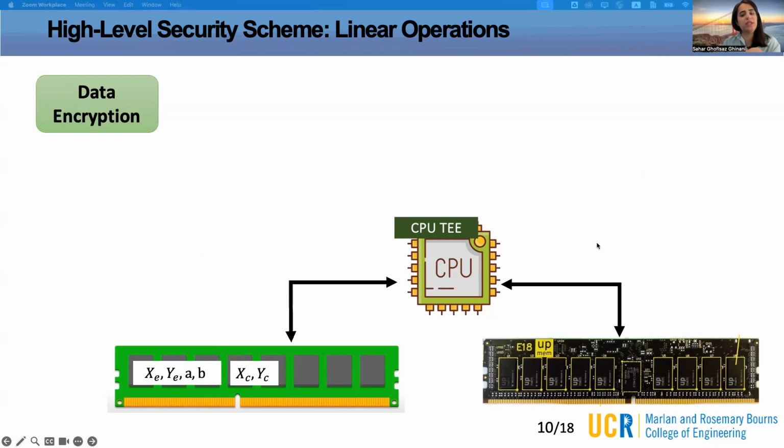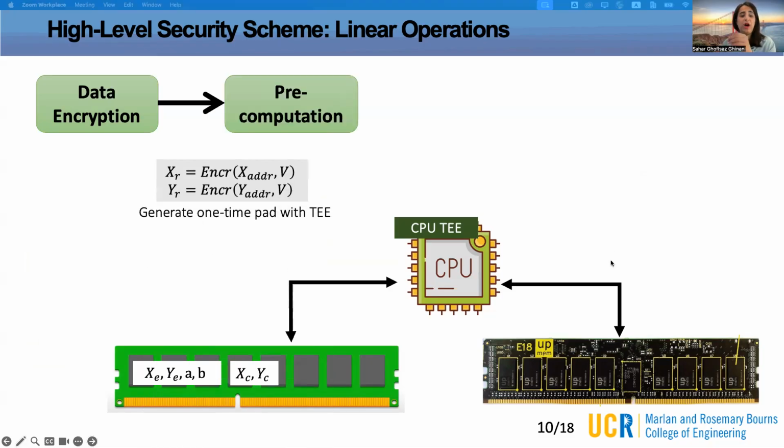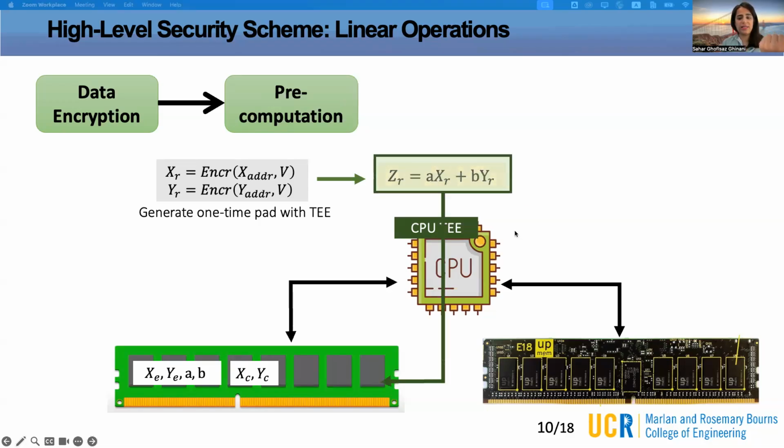So then whenever it is possible, we pre-compute the kernel computation on the one-time pads on the TEE to get the partial results of the TEE portion of the computation. Okay, and then this result is securely stored in the standard memory for our future use during the runtime.